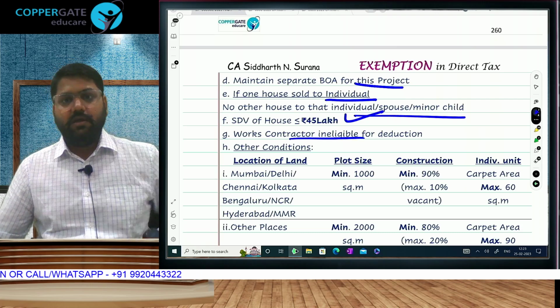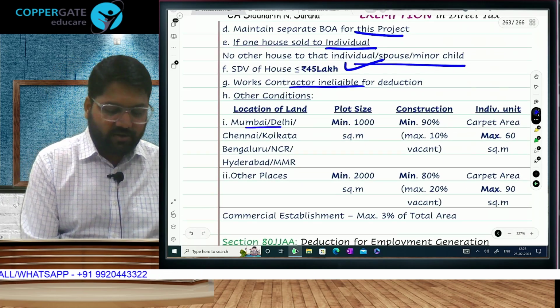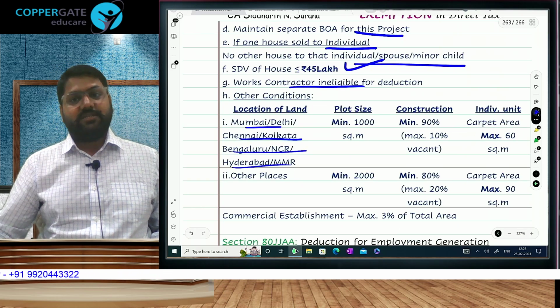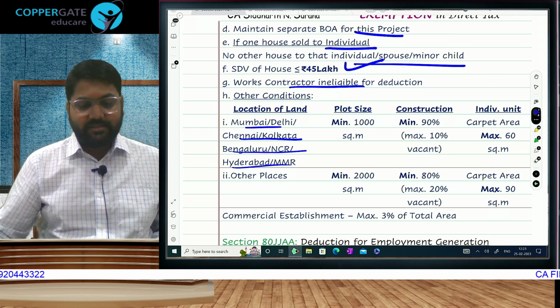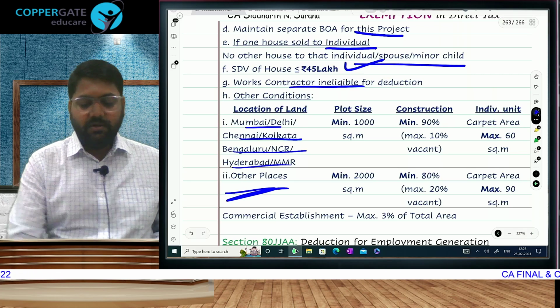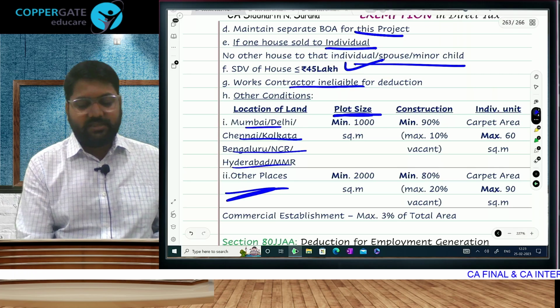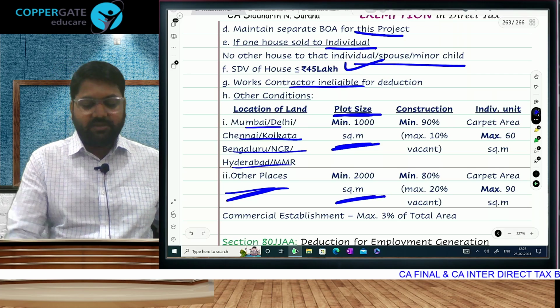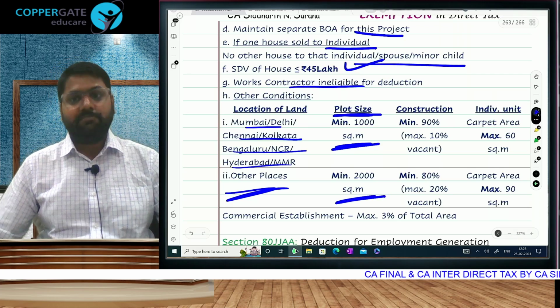The developer is eligible. If the house is in metro cities, Mumbai, Chennai, Delhi, Kolkata, Bangalore, the Mumbai Metropolitan Region or the National Capital Region, then there are some rules, and for other places some other rules. In the big cities, the plot size should be a minimum of 1000 square meter. It can be bigger. This is the minimum. But in small cities, it has to be even bigger, minimum 2000.